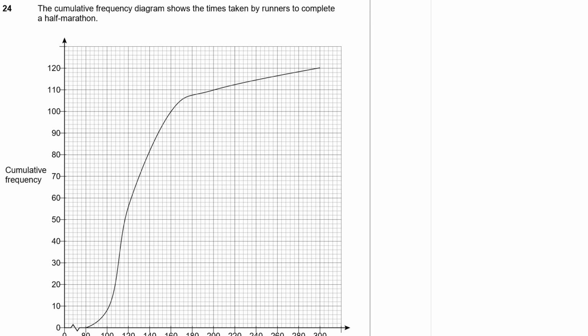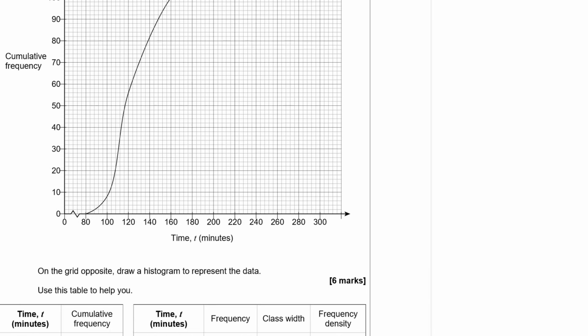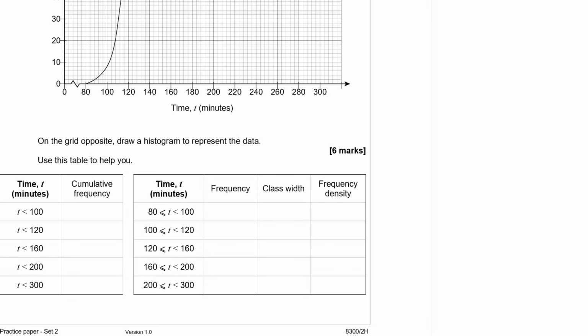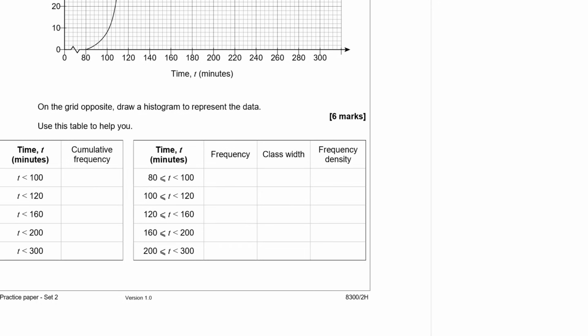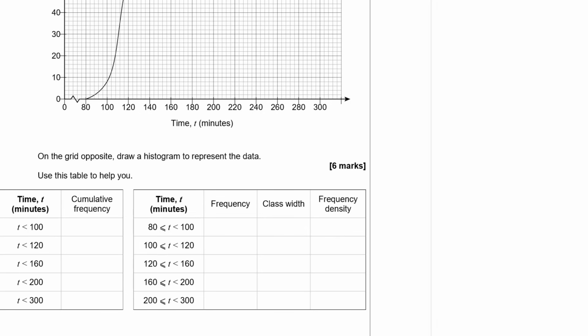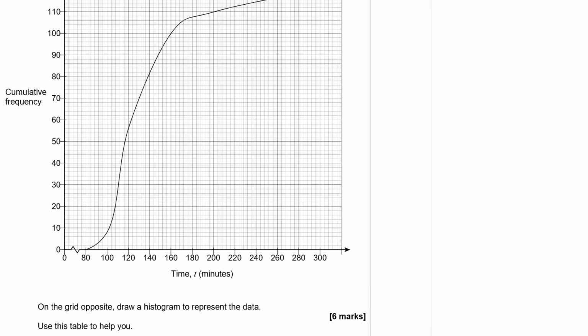The cumulative frequency diagram shows the times taken by runners to complete a half marathon. Underneath the cumulative frequency curve, it asks us to draw a histogram to represent the data and use this table to help us. So I think we need to go through and read off the values first. Then we can populate the cumulative frequency table, and then we can fill out the table we need for the histogram.